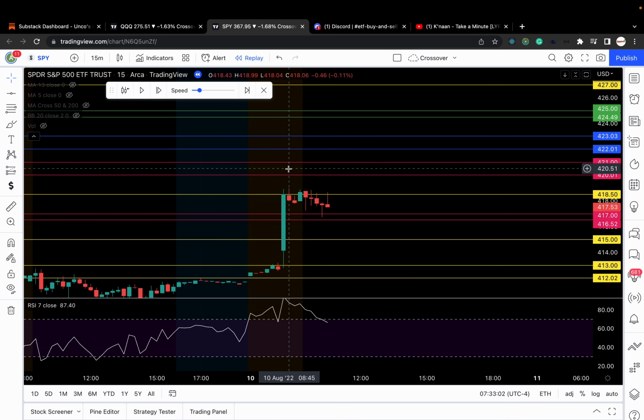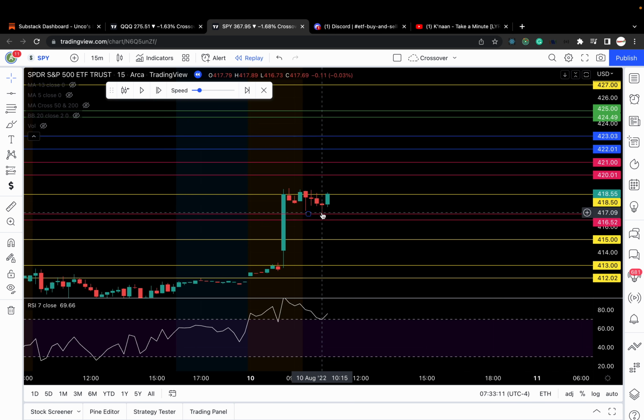Boom. Okay. So you saw what happened. So I said I would enter calls here. That's based off support, based on the back test and go strategy. We cleared it in pre-market. We back tested it as support and it showed buying pressure. I would have entered calls there.